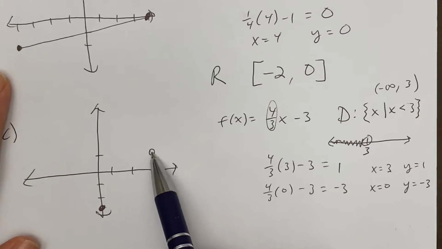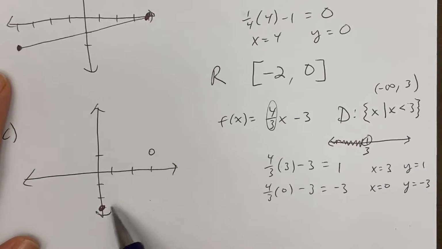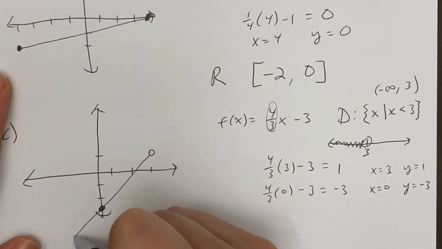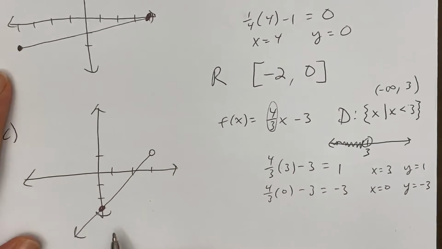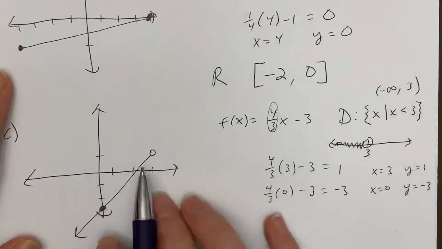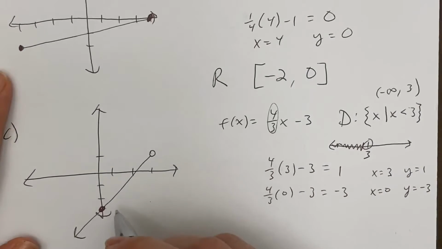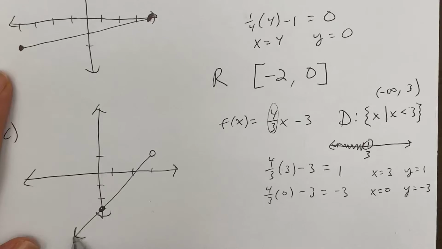So from this point, I could go down 4 units and then over 3, and that puts me in that same spot. And so I will connect these dots, but this time I have an arrow because we didn't have 2 boundaries. We just had the 1 boundary. There's my graph. So we need to think about the range on this thing. And so the range is going from negative infinity all the way up to 1, because the lowest y value would be the arrow right here.